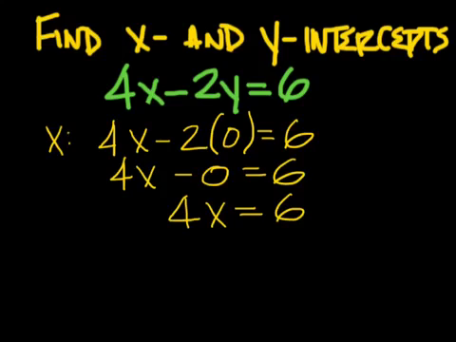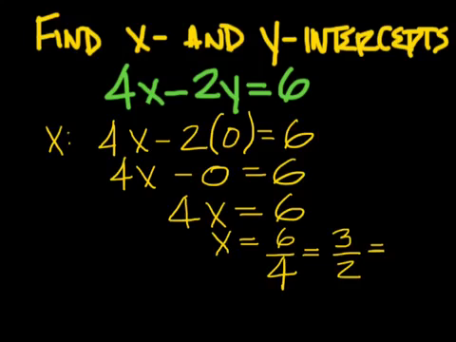So you just have that small equation to solve, and you divide both sides by 4, and then simplify to 3 over 2. 3 over 2 has got to be converted to a mixed number, which would be 1 1/2.